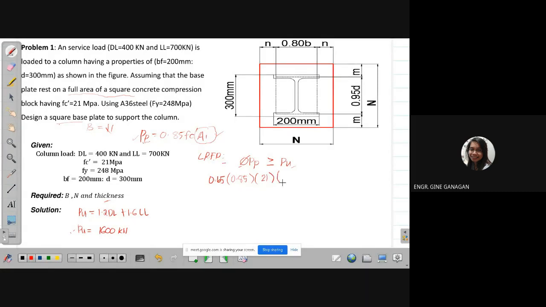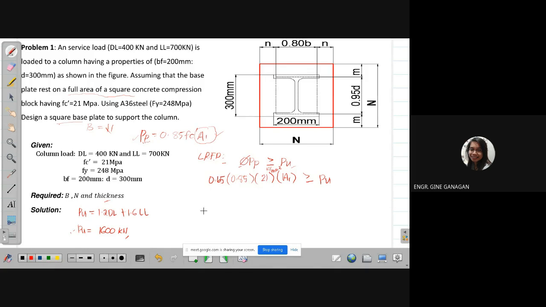21 multiplied by our area 1. This should be greater or equal to PU. Okay. So, meron na tayong PU, that is 1,600. Naka-kilonewton ito. Yung 21 natin, naka-newton per mm squared tayo dito. Okay? So, dapat i-convert mo yung 1,600 kilonewton into newton before substituting values.